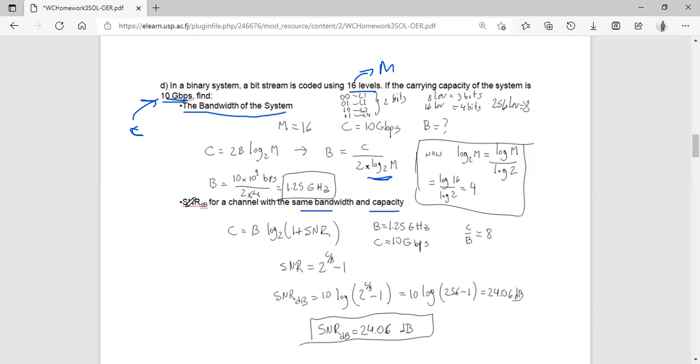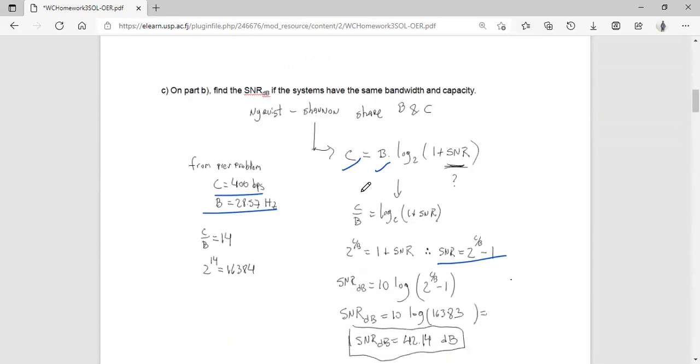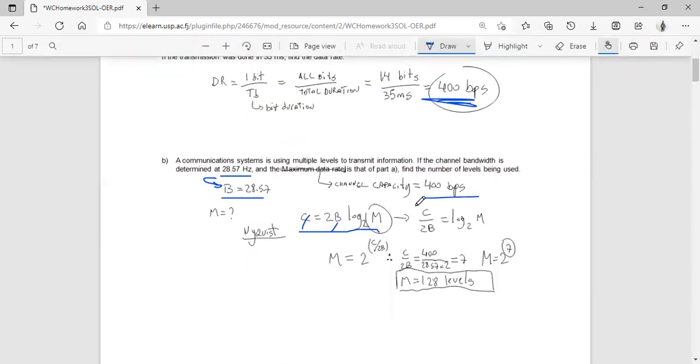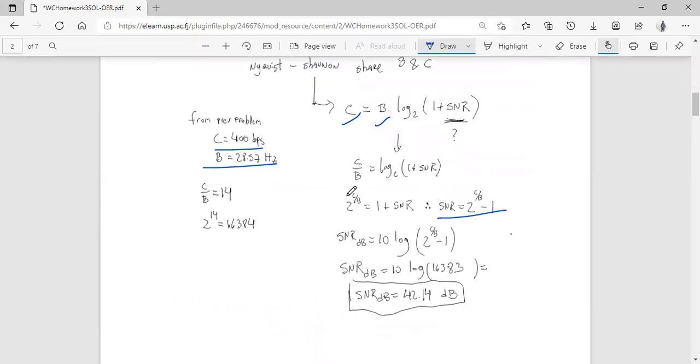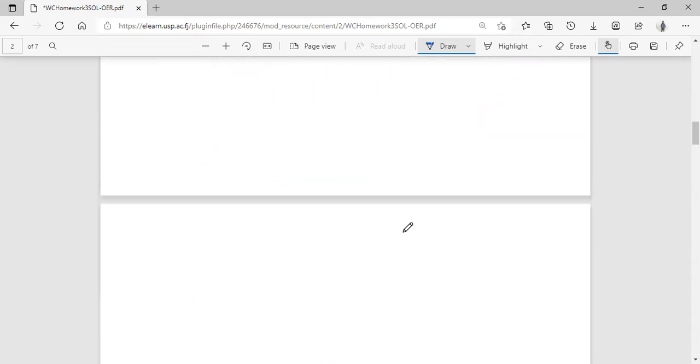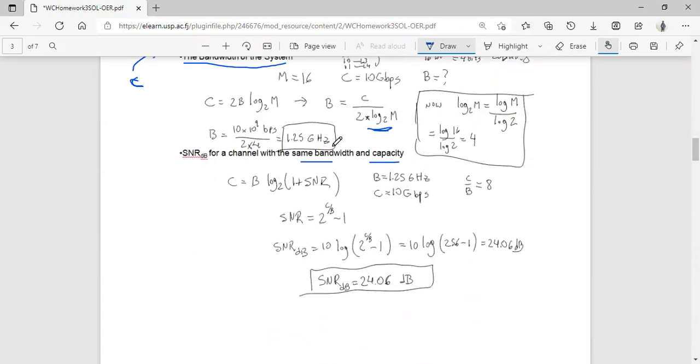So we have already found the formula in this particular question. SNR in dB is basically equivalent to 10 times log of 2 to the power of C divided by B, minus 1. So you can use the same formula, right?